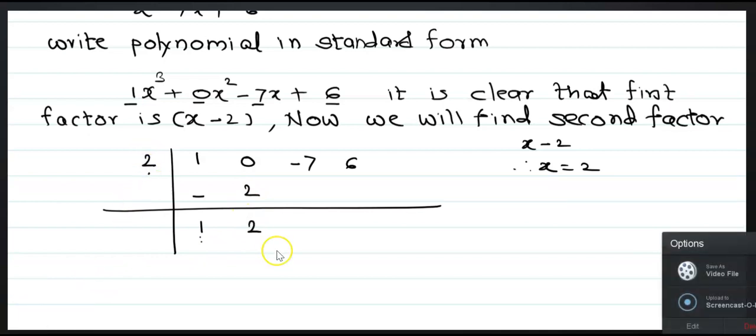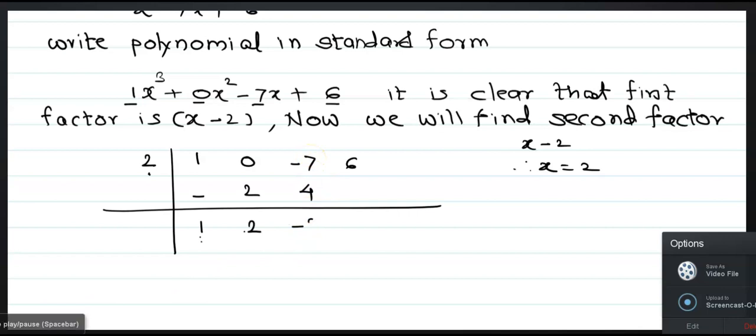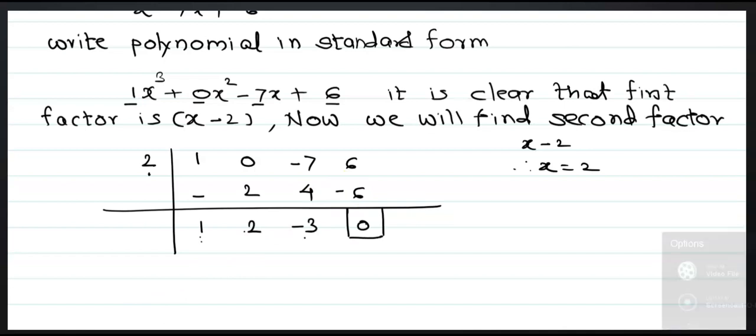Again 2 into 2, we'll write here 4. And minus 7 plus 4 is minus 3. See this again: that is 2 into 2, 4, and minus 7 plus 4 is minus 3. Again, next is 2 into minus 3. That will become minus 6. And plus 6 and minus 6 get cancelled. And 0 is the remainder.